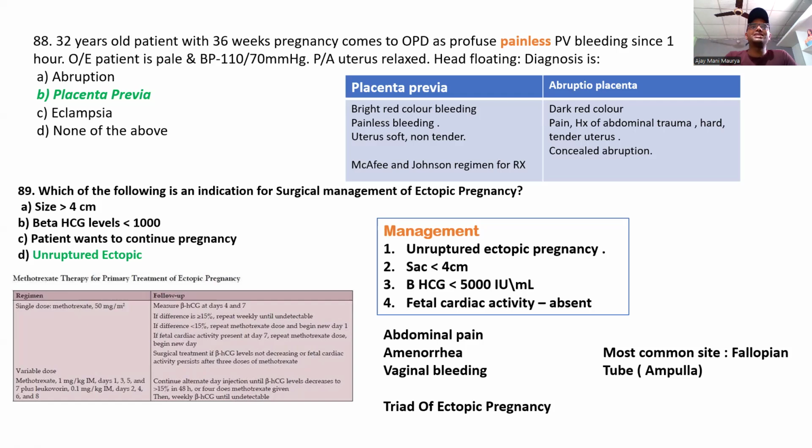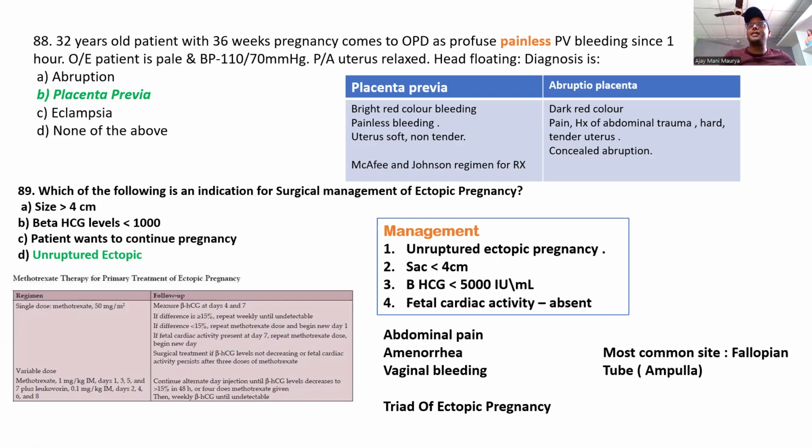Next one: which of the following is an indication for surgical management of ectopic pregnancy? Guys, always look at the size. Sorry, it is not the size, it is the sac. The sac is less than 4 centimeters, beta hCG must be less than 5,000, and the patient wants to continue the pregnancy. If there is an unruptured ectopic pregnancy, then you have to do the surgical management. Please remember this one, guys.